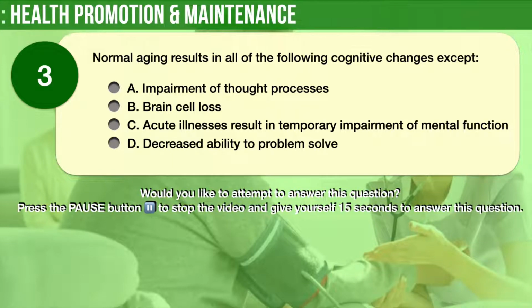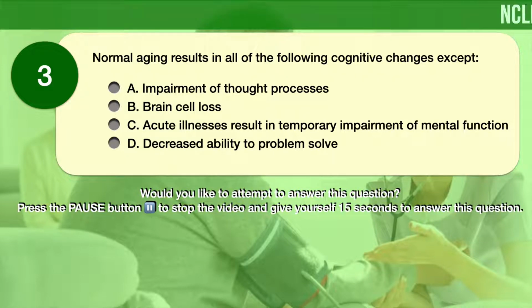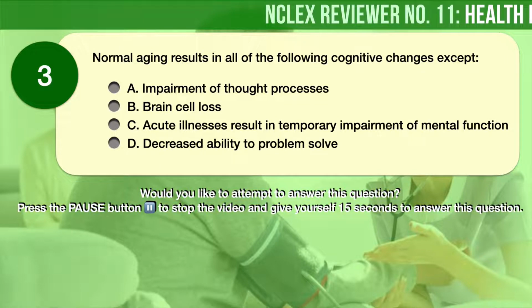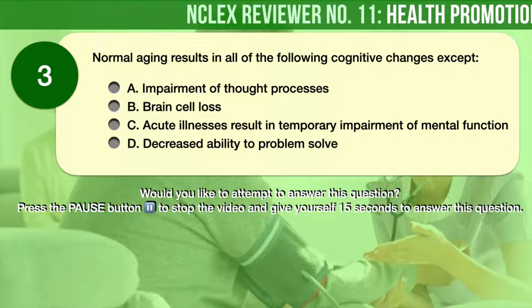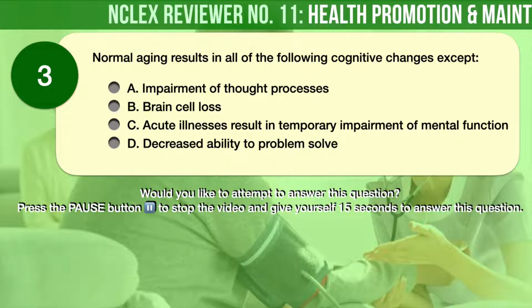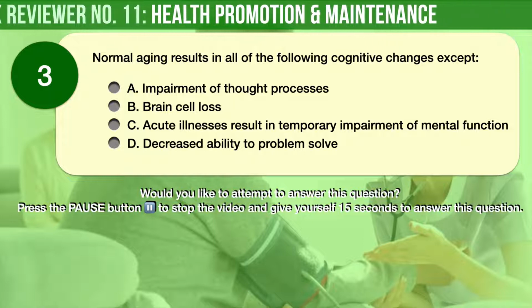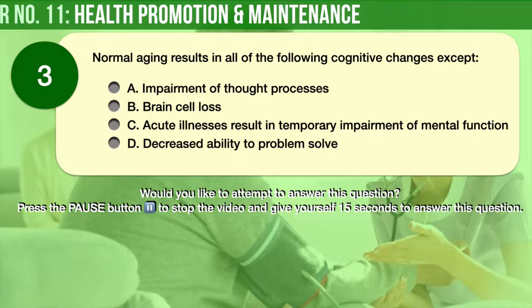Question number 3. Normal aging results in all of the following cognitive changes, except: A. Impairment of thought processes. B. Brain cell loss. C. Acute illnesses result in temporary impairment of mental function. D. Decreased ability to problem solve.